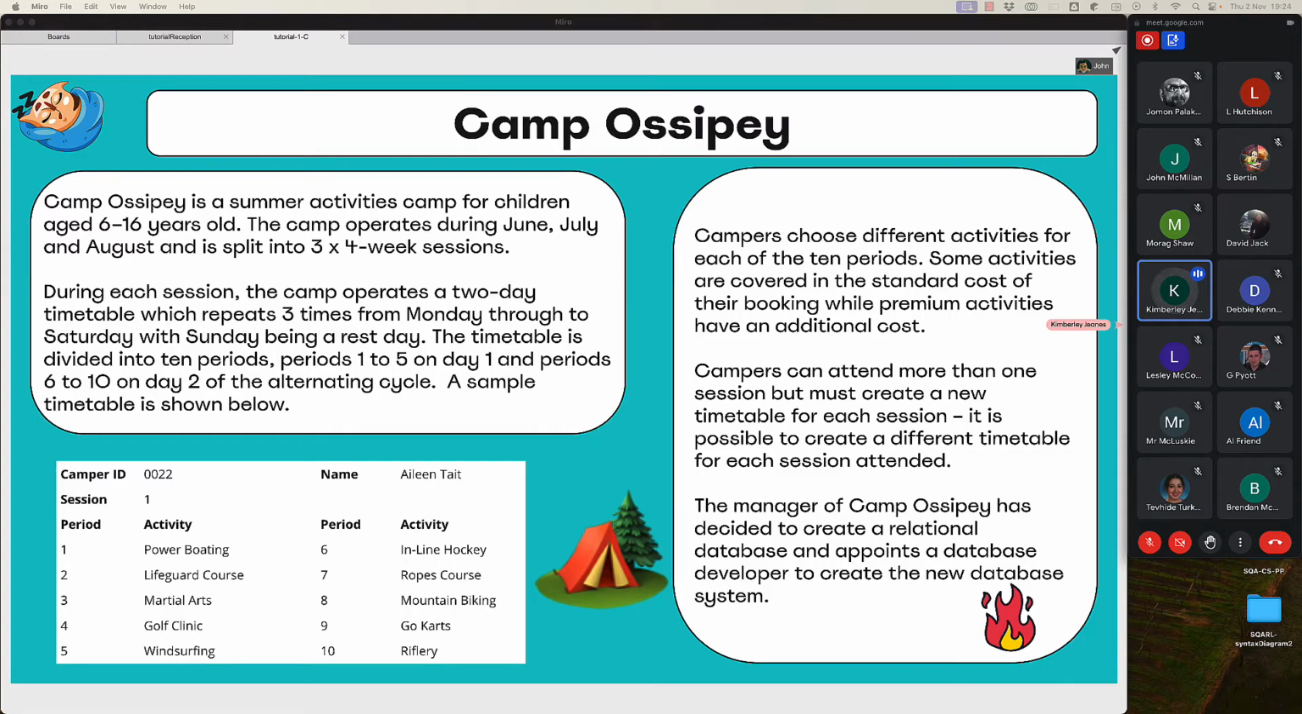The manager of Camp Osprey has decided to create a relational database and appoints a database developer to create that new database system. Quite a lot of stuff again, right? My turn to see if I can understand that.